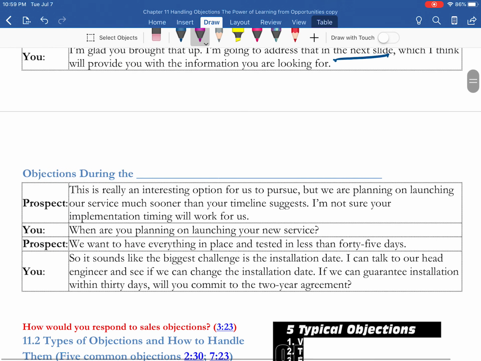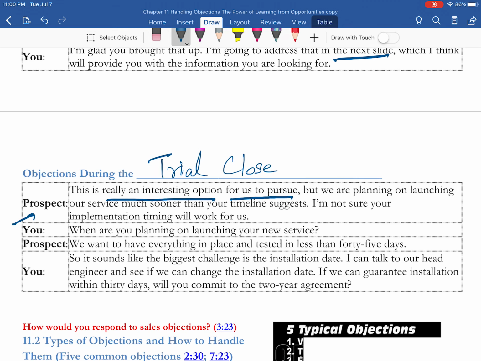Now, there can also be objections during the trial close. So you are asking, how many units would you like to order today? If you ask that question, let us see how this conversation goes. The prospect says, this is really an interesting option for us to pursue, but we are planning on launching our service much sooner than your timeline suggests. I'm not sure the implementation timing will work for us.